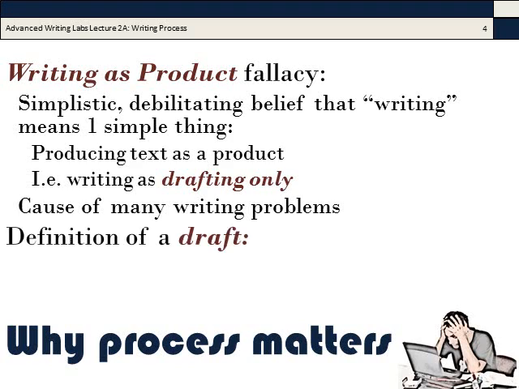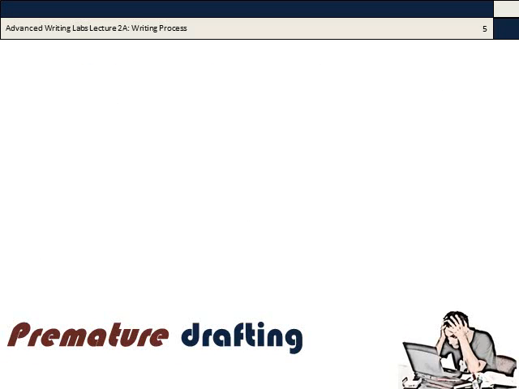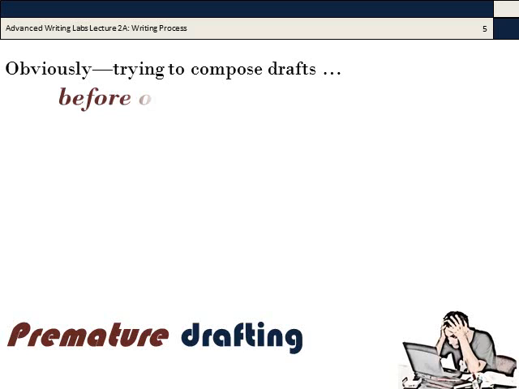And in order to understand this, we need to have a definition of a draft. We're going to say that a draft is a formally composed text intended to be read by a reader. This definition of drafts will help us understand one of the most common problems for writers: premature drafting. Obviously, that would be trying to compose your draft before you're ready.